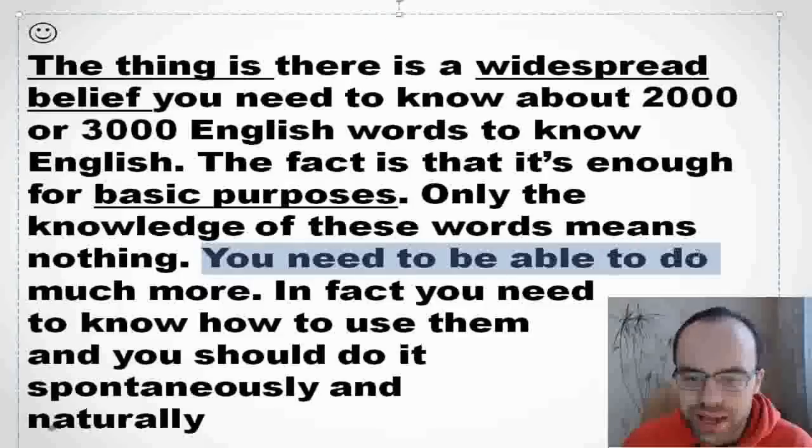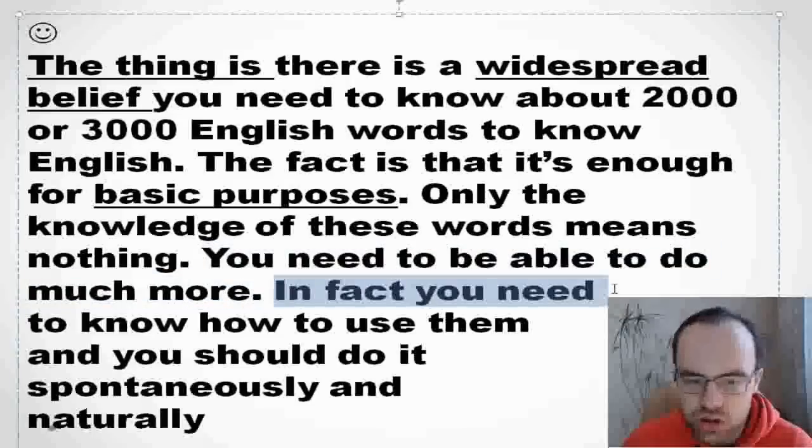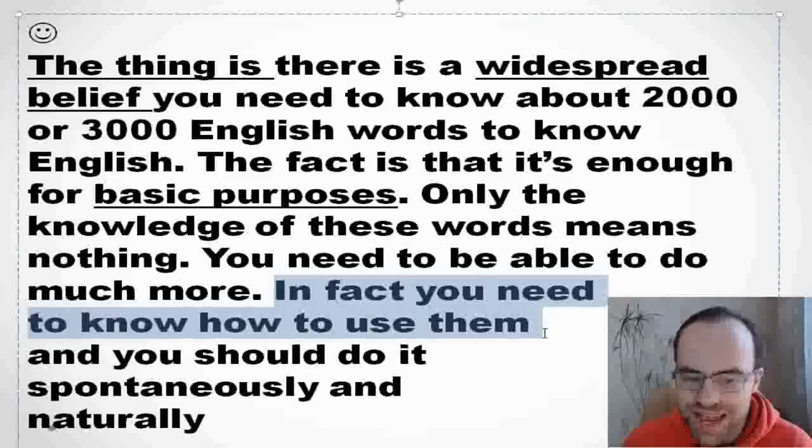You need to be able to do much more. In fact, you need to know how to use them, and you should do it spontaneously and naturally. So it's a very important thing. You need to know how to use them, in what context, in what situations, and you should do it naturally and spontaneously, like native speakers of English. So people who were born, let's say, in England or America.